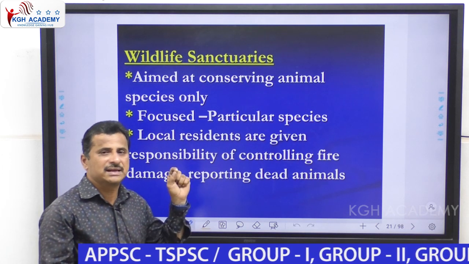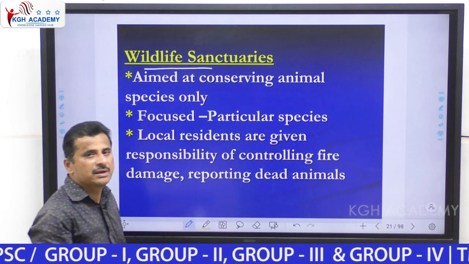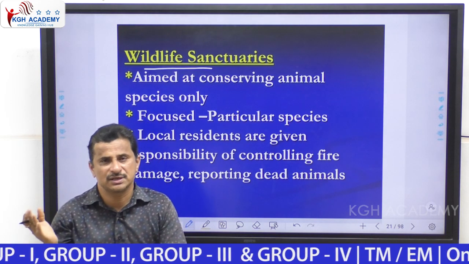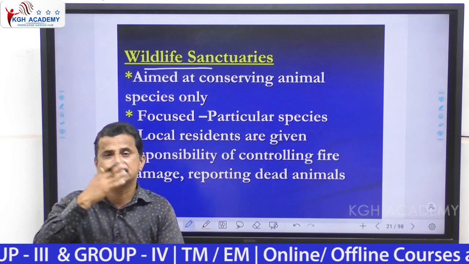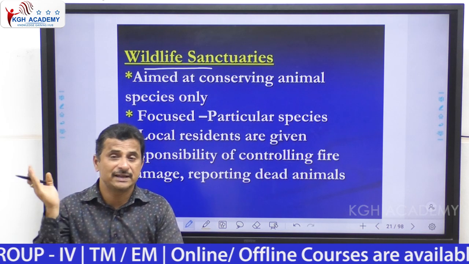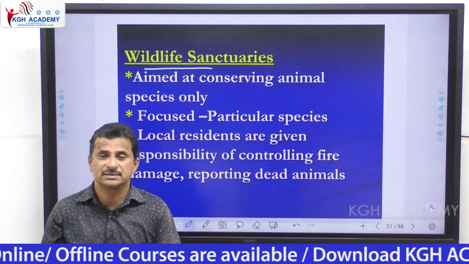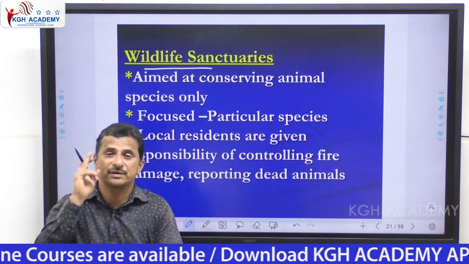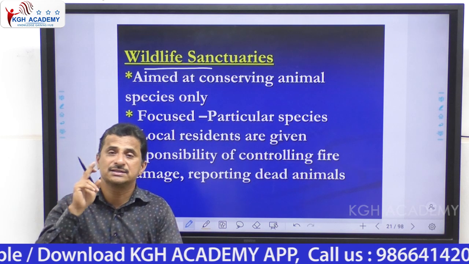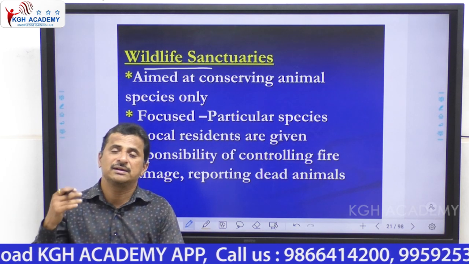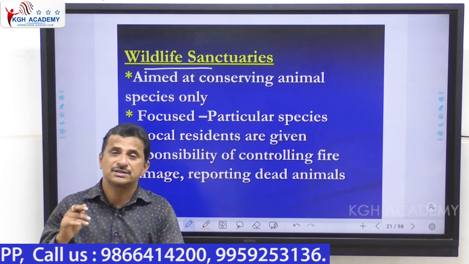After national parks, the next protected area is wildlife sanctuaries. Wildlife sanctuaries are different from national parks. Wildlife sanctuaries are a smaller area compared to national parks. National parks cover many kilometers of area, but wildlife sanctuaries are not that large, and they are smaller than the national parks. And in wildlife sanctuaries, they give preference to one animal. Generally, they conserve one animal only. But national parks give importance to the total wildlife, all organisms.